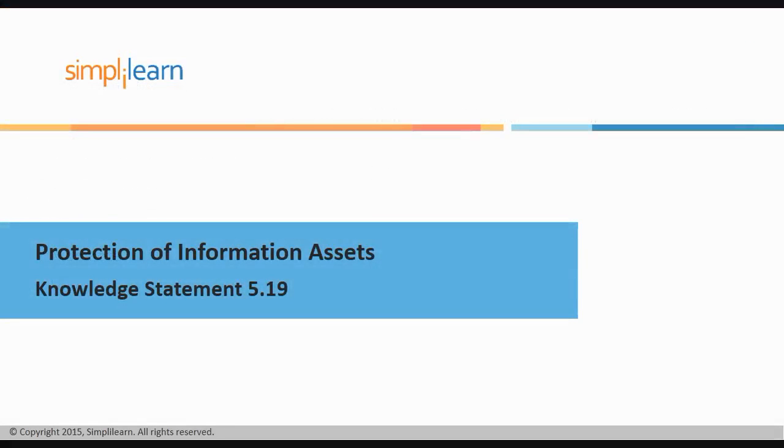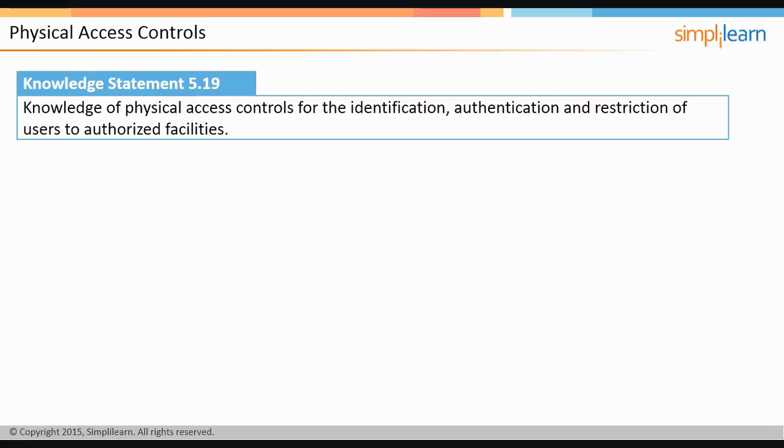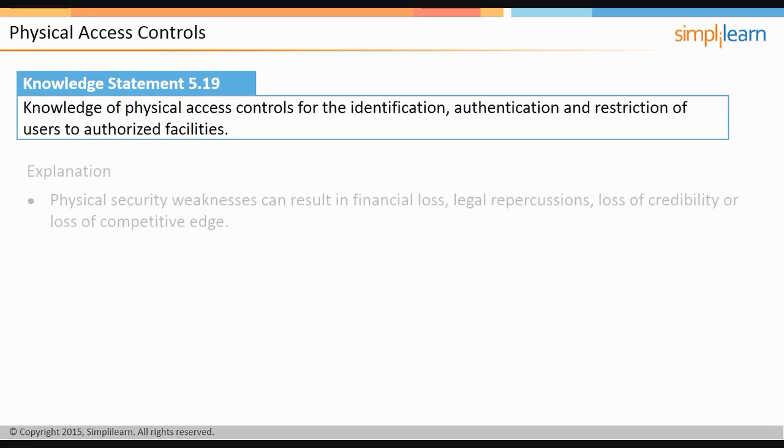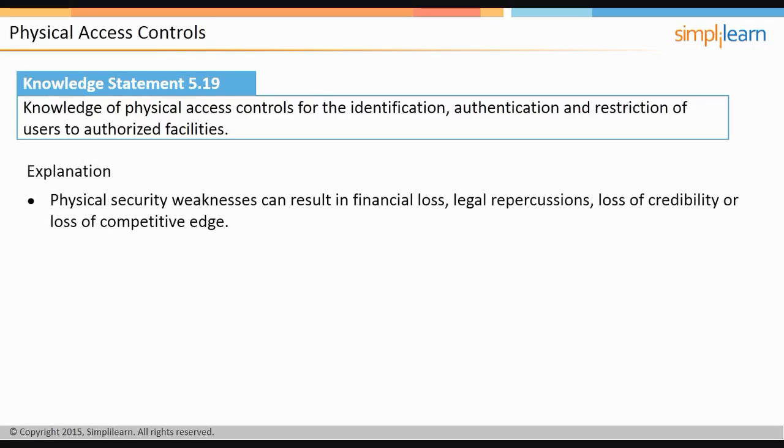In this topic, we will learn about the concepts in Knowledge Statement 5.19. Let us discuss about physical access controls in the next screen. Candidates should know of physical access controls for the identification, authentication, and restriction of users to authorized facilities. Physical security weaknesses can result in financial loss, legal repercussions, loss of credibility, or loss of competitive edge.